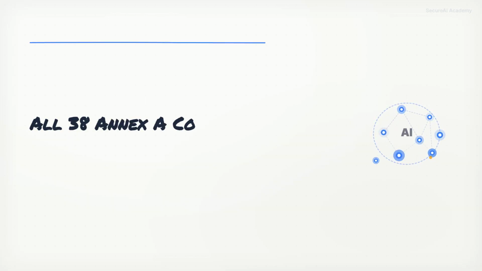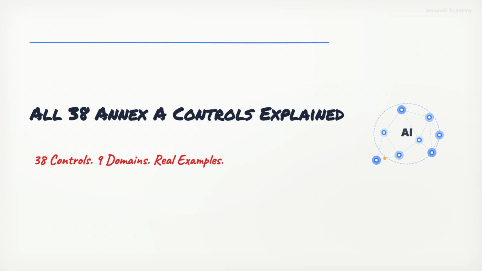Welcome to the most comprehensive breakdown of ISO 42001 Annex A. In this video, we will go through every single control, all 38 of them, across 9 domains, with a real-world example for each one. By the end, you will not just know what each control requires, you will understand how to implement it in practice.